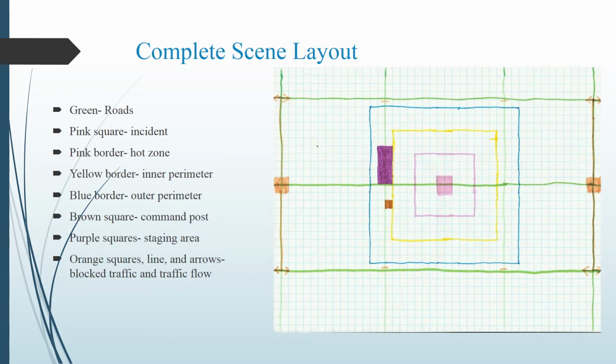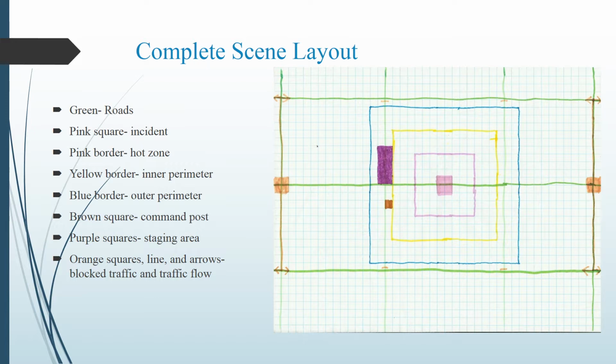Here you can see the complete layout of the scene. Again, roads are shown in green. The pink square is the incident. The pink border is the hot zone. The yellow border is the inner perimeter. The blue border is the outer perimeter. The brown square is the command post. The purple squares are the staging area.